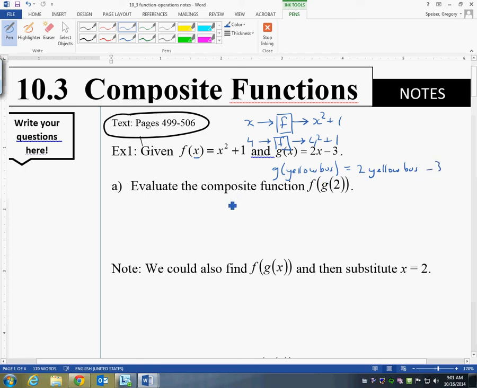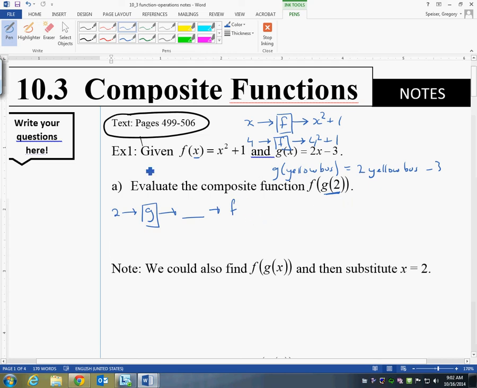Now let's think about this evaluation of this composite function. Start from the inside. Start with the g of 2. In other words, I'm going to start with a 2, and that's going to go into my g function, and then something comes out. That something goes into my f function, and then I'll get my answer. So let's try it out.